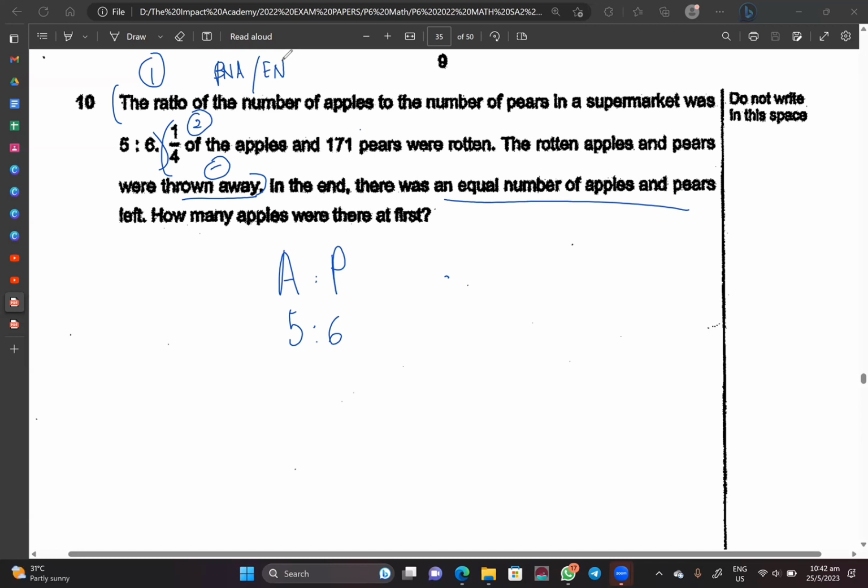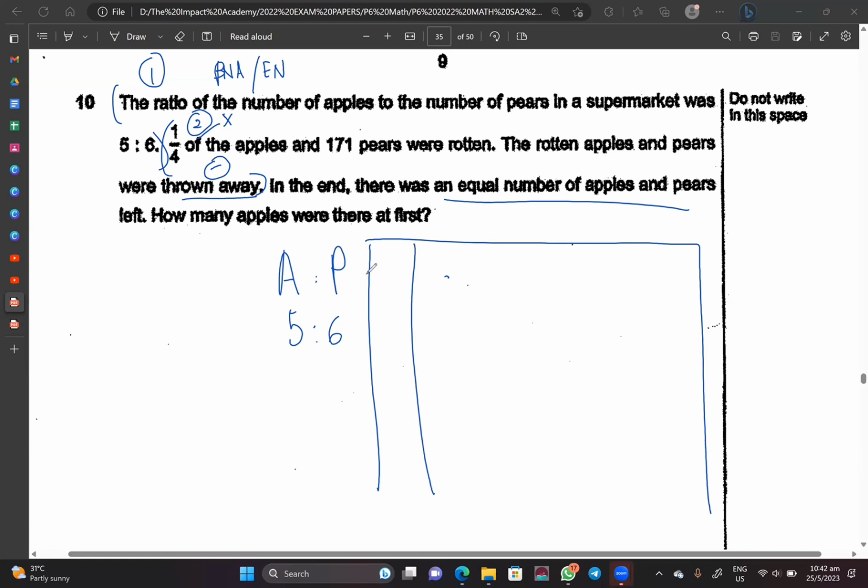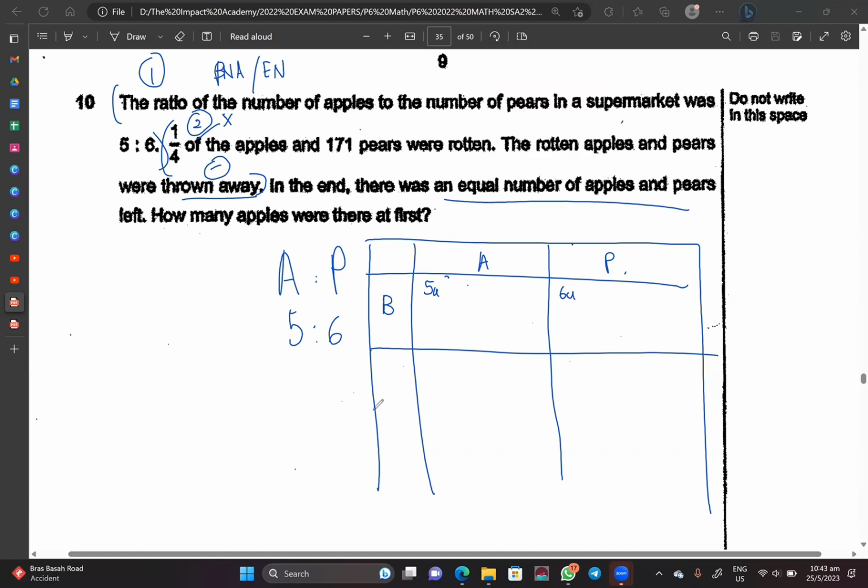Okay, so what we want to do is, since 1/4 of the apples, when I see the word "of", it means I have to times, right? So I prefer to use before and after to solve this question. So I'm just going to draw. This is apples, this is pears, okay? And for my before, I'll write down 5 units over here and 6 units over here. Now, what I like to do is flush it all to the left-hand side. I like to pack it there, because then I have more space to work around with. Now, 1/4 of the apples, that means the change over here has to be 1/4 times 5 units.